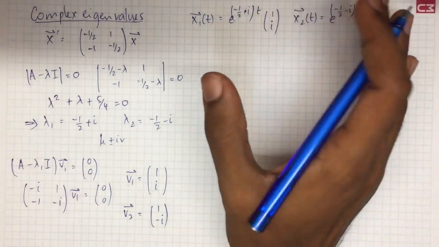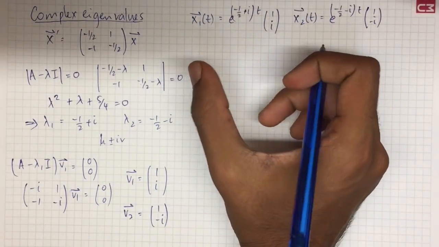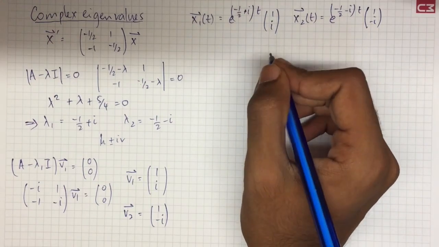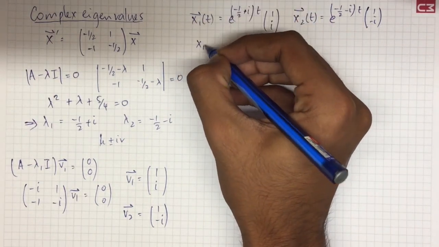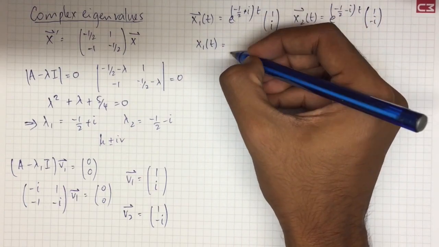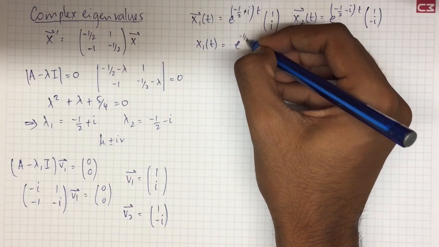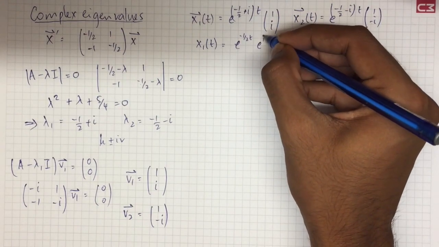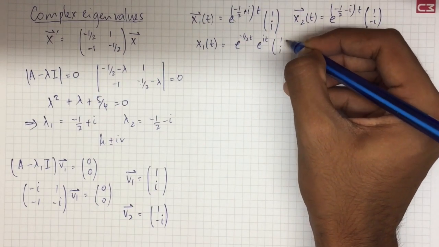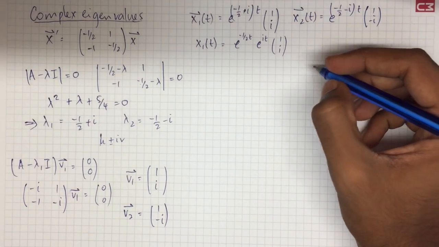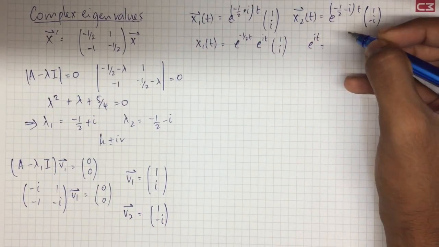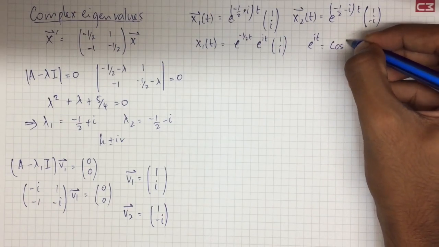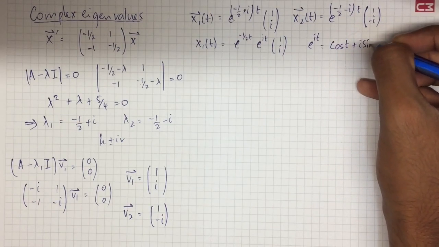As we discussed in the previous video, we're just going to take one part of it for the solution. Let's say I'm taking x1 of t. My x1 of t would be, if I'm splitting this into 2, e to the minus half t and e to the it times the vector 1, i. According to Euler's formula, e raised to the power it is cosine t plus i times sine of t.